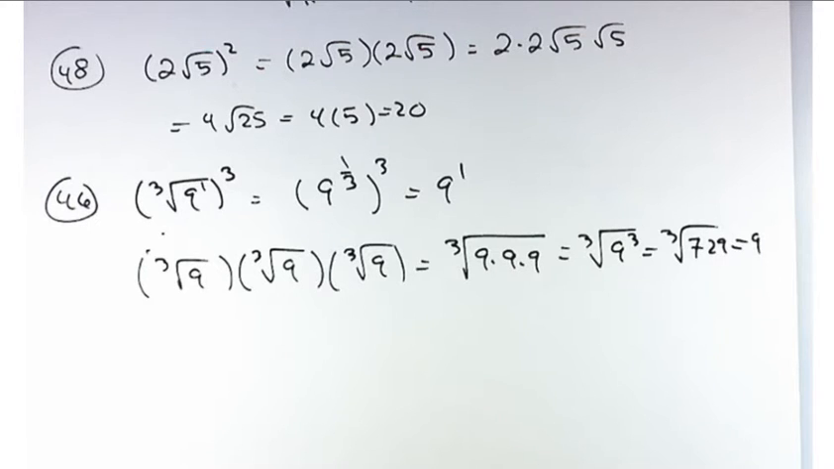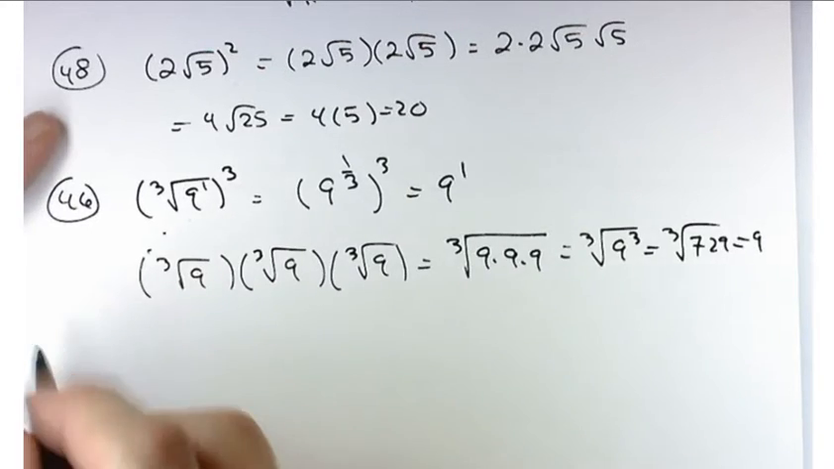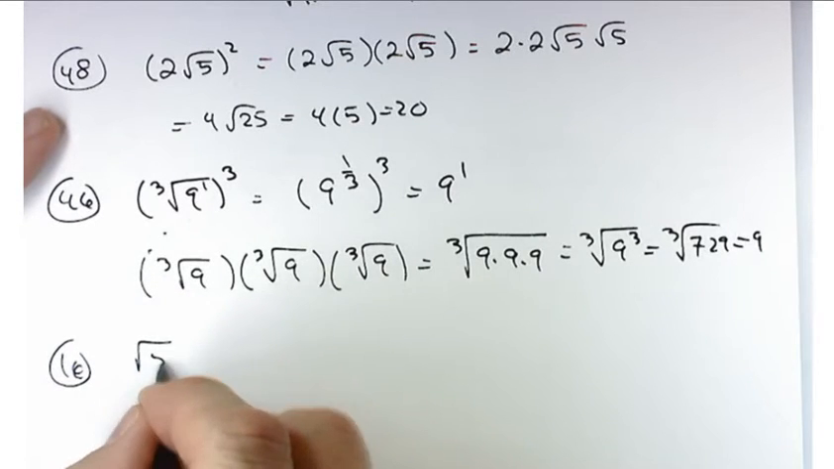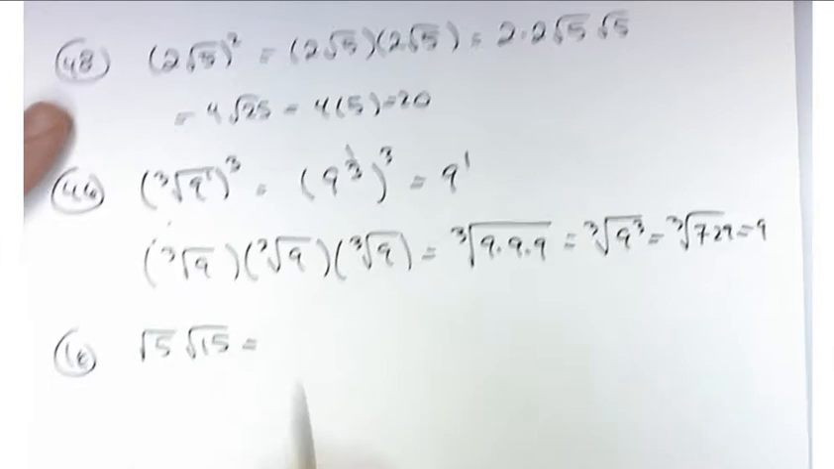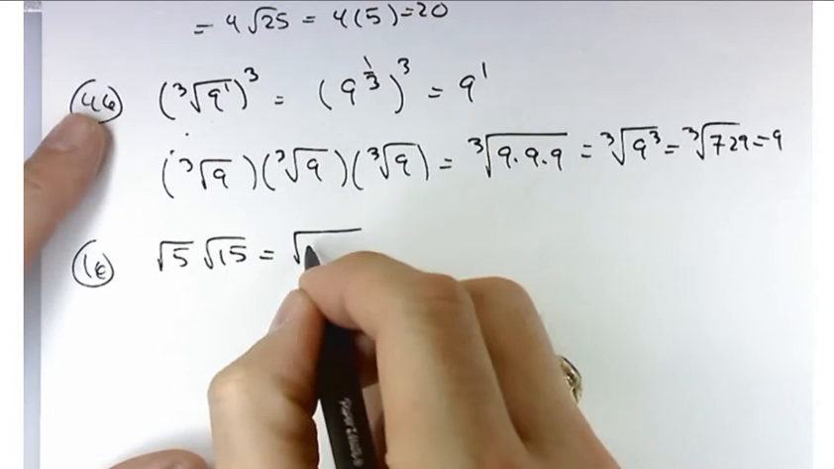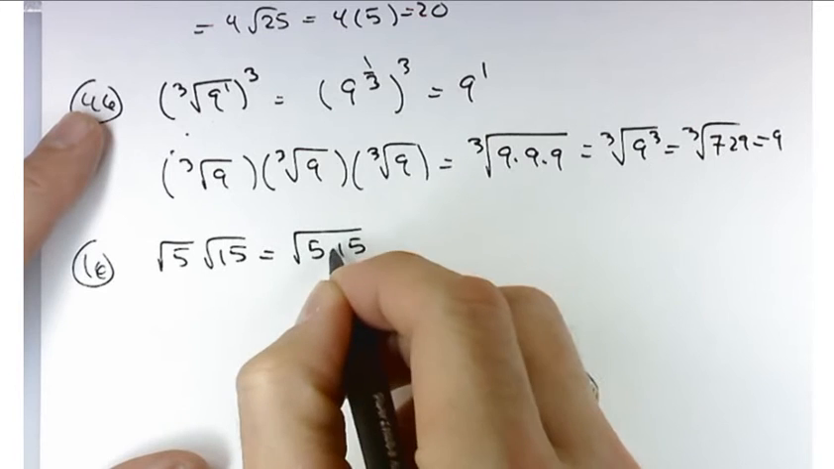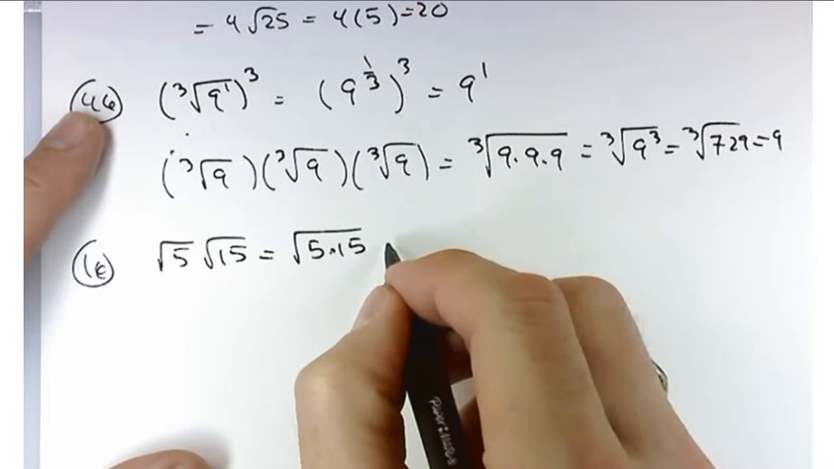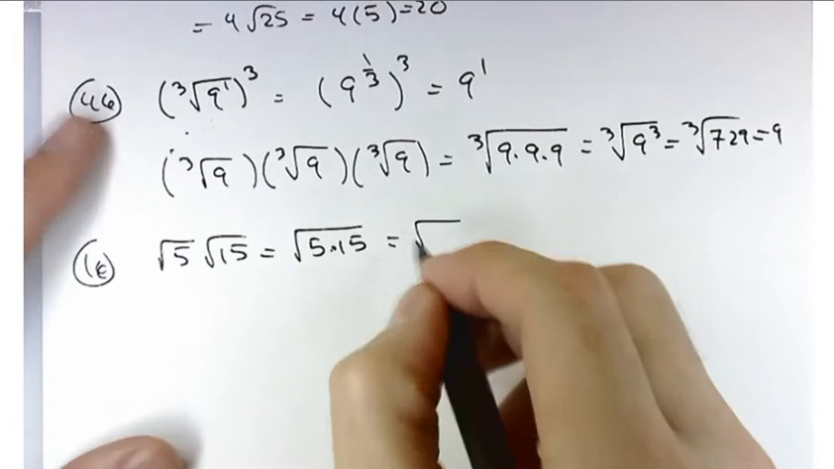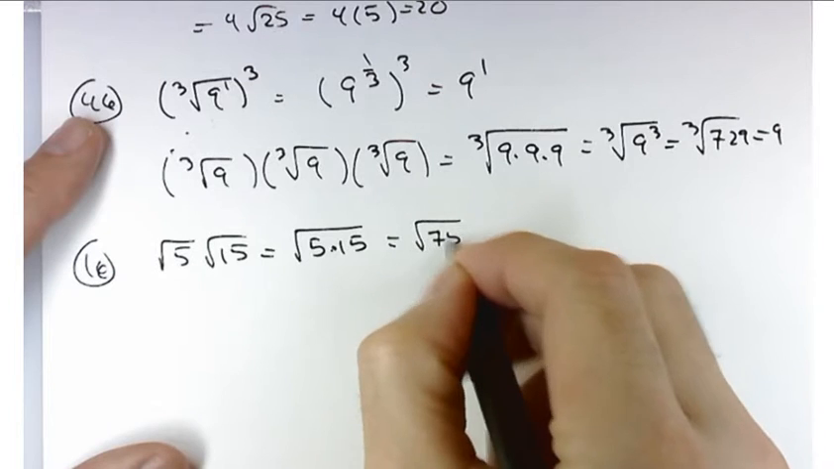Let's take a look at problem number 16. Square root of 5 times the square root of 15. Well, not much we can do here other than maybe bring these things together underneath the same radical. 5 times 15. In fact, I think there's a shop here in Royal Oak called 515, just down the road a little bit on Washington. Anyways, 5 times 15 is 75.